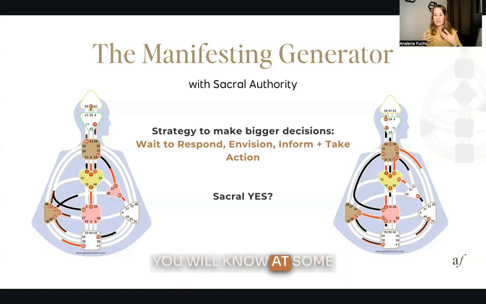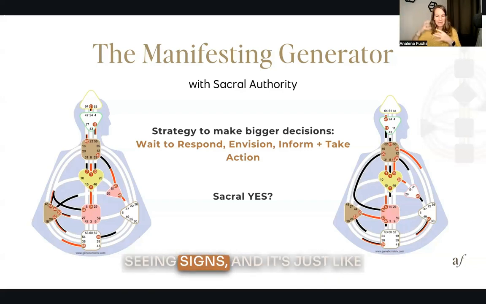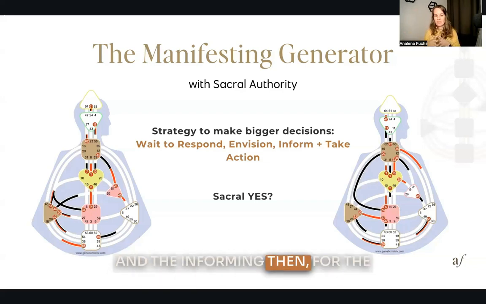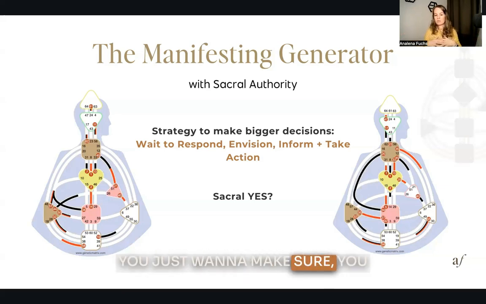You will know. At some point, it's going to be like, it's a yes, it's a yes. And the way that I have noticed this for myself is that I keep getting intuitive hits. I keep seeing signs, and it's just like, I cannot deny it anymore. And then it's just going to happen. And the informing then for the manifesting generator simply means that, once you start this big new project or you make that big decision, those people that are going to be impacted by that decision, you just want to make sure you just let them know.